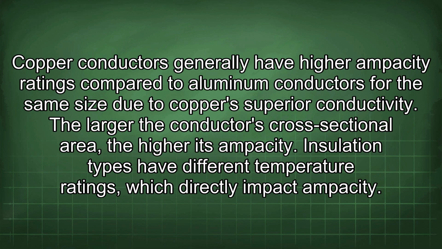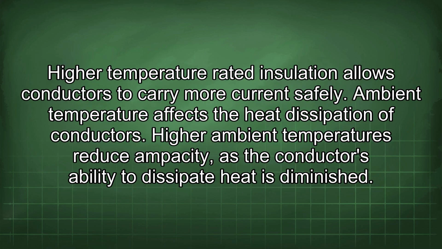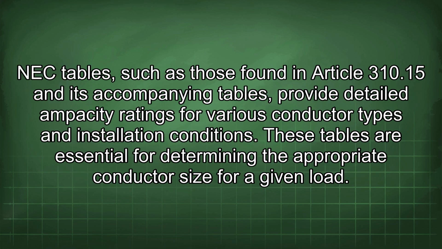Insulation types have different temperature ratings which directly impact ampacity. High temperature rated insulation allows conductors to carry more current safely. Ambient temperature affects the heat dissipation of conductors. Higher ambient temperatures reduce ampacity as the conductor's ability to dissipate heat is diminished. NEC tables, such as those found in Article 310.15 and its accompanying tables, provide detailed ampacity ratings for various conductor types and installation conditions. These tables are essential for determining the appropriate conductor size for a given load.